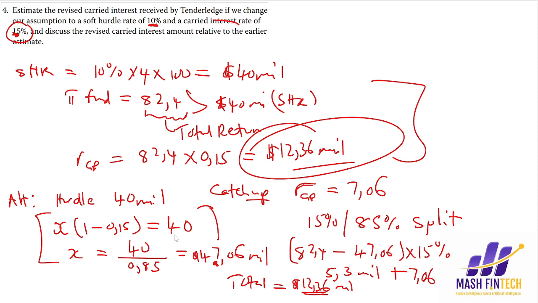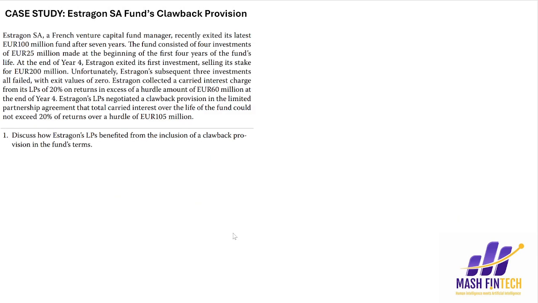7.06, it's just beyond the 40 million hurdle. The 40 million hurdle, yeah. Okay. And then let's quickly go through another case study, which is not going to take us as much time.